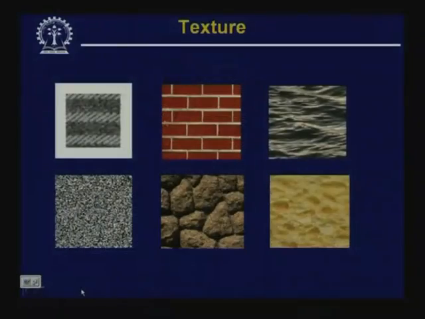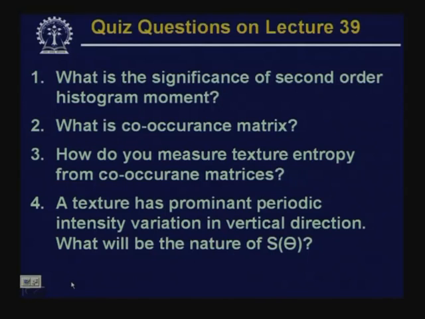Now, let us see some quiz questions from today's lecture. First question: what is the significance of second order histogram moment? The second question: what is a co-occurrence matrix? Third question: how do you measure texture entropy from co-occurrence matrices? The fourth question: a texture has prominent periodic intensity variation in the vertical direction. What will be the nature of S theta? Thank you.